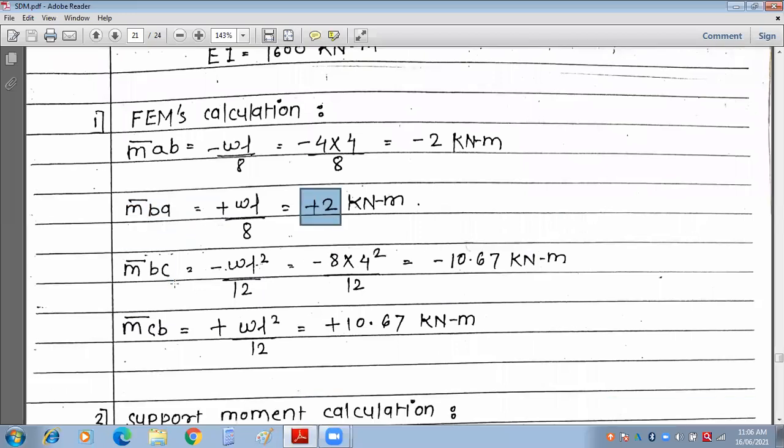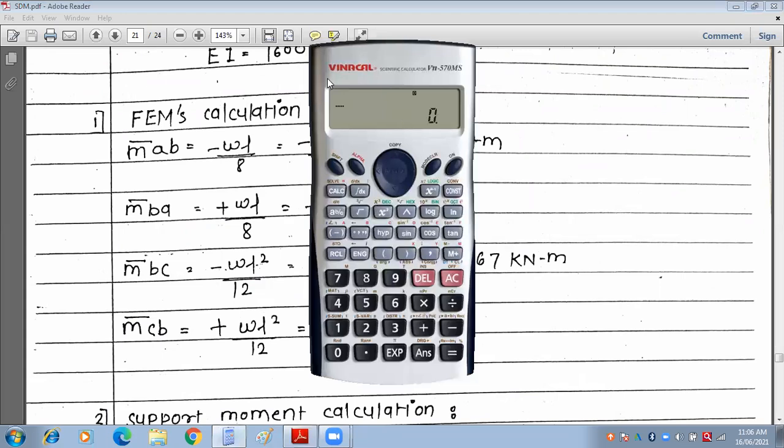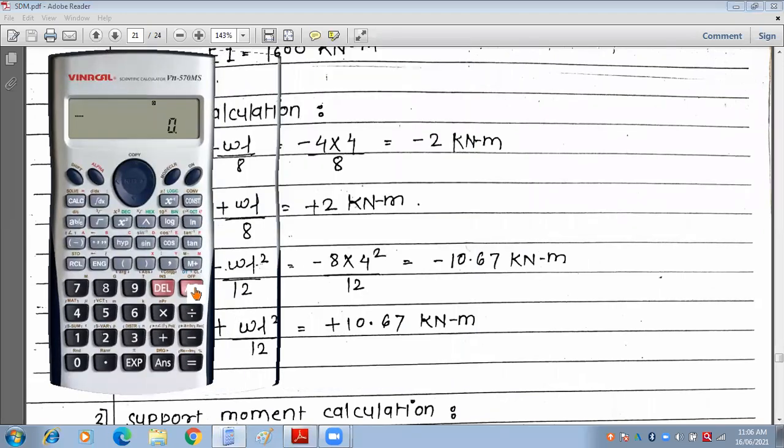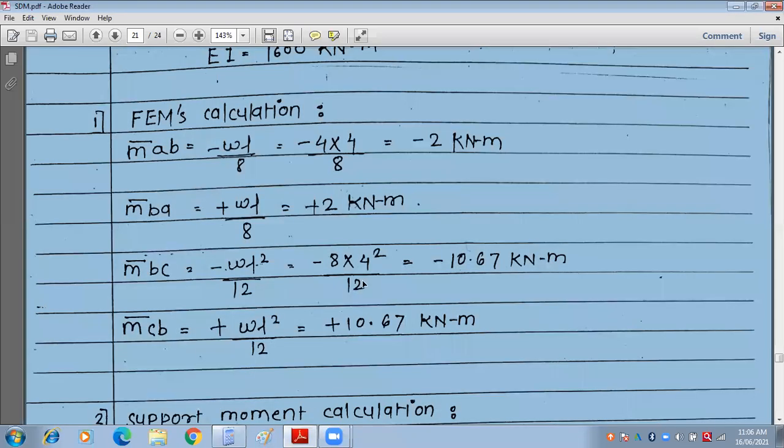Similarly for the span BC, as it carries a UDL, the formula for the fixed end moment for the UDL is WL square by 12, W is 8, span is 4, divided by 12. Now make the calculation, 8 into 4 square divided by 12. It becomes 10.67 kilonewton meter. Minus and plus, these are the fixed end moments.